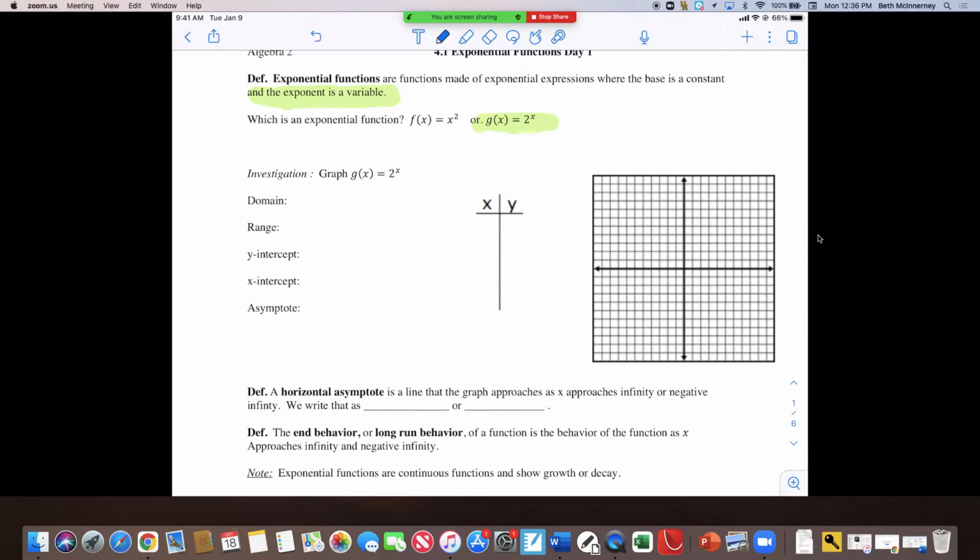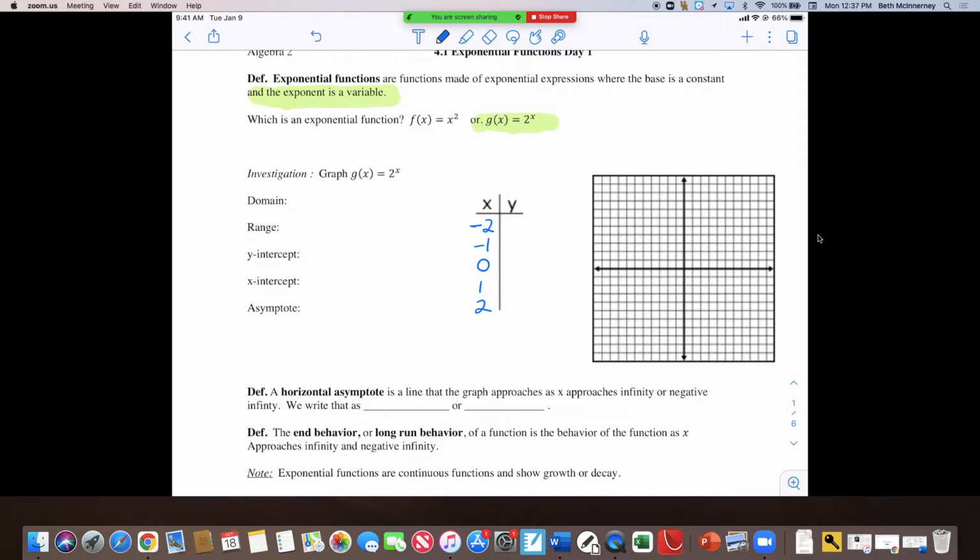All right. If I want to graph g of x equals 2 to the x, are there any issues if I plug in a negative number in for x? No. Is there a problem if I plug in 0? No. Is there a problem if I plug in positive numbers?